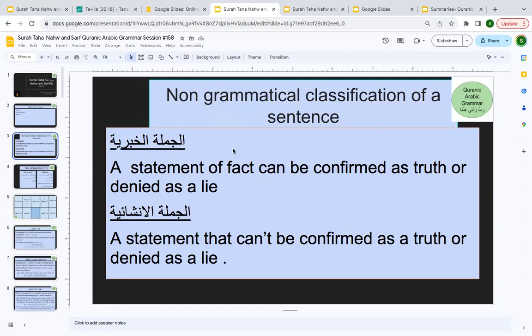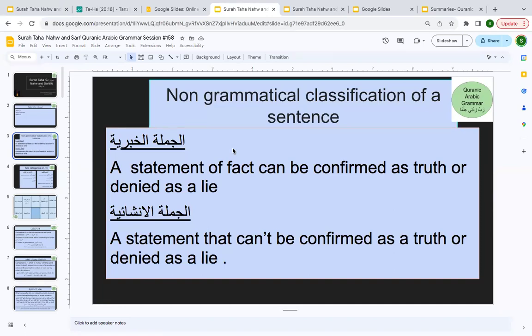So when you look at a sentence, you can have either jumla khabariya or jumla inshaiya. Jumla khabariya is a statement of fact which can be confirmed as truth or denied as a lie. Okay. So when I say I go to school, somebody can say no, you don't go. You don't go to school anymore. Can you say that? Yes or no? You can say that you are too old to go to school, right? So that kind of a statement is going to be al-jumla al-khabariya, okay?